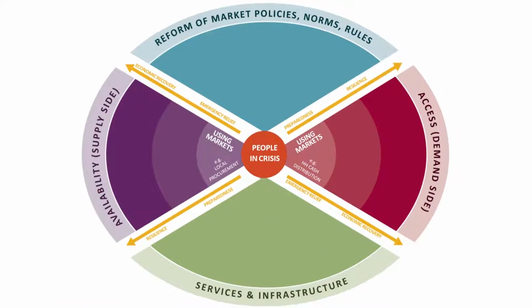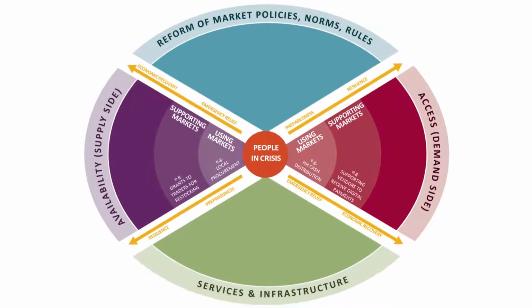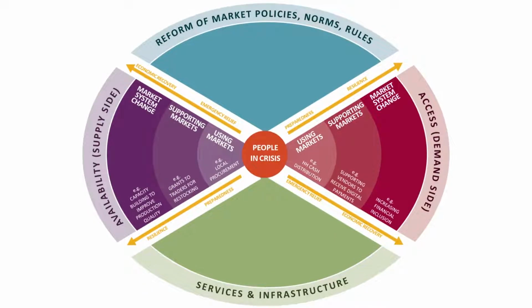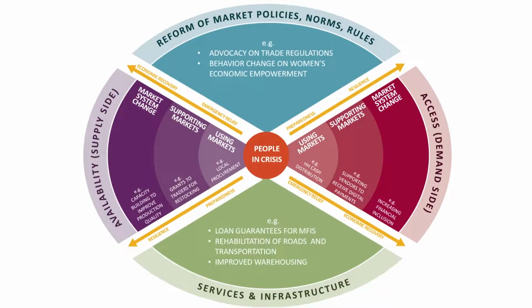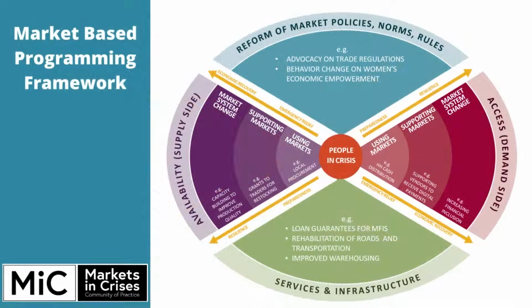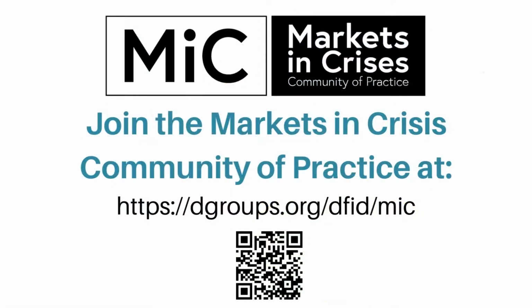There are many options for using markets, supporting their recovery, and encouraging systems change. But in many cases, it is a combination of these that will be most effective. The Markets in Crisis Community of Practice encourages humanitarian actors to program in a way that is at a minimum market aware. Using the market-based programming framework helps us to identify the different types of activities for emergency response and recovery, and helps us consider a broader range of activities to support people in crisis.